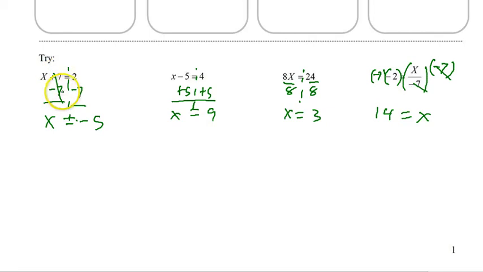Okay? But you want to think about each problem. What can I do to get rid of this number? What can I do to get rid of this number? And what can I do to get rid of this number? It has to be an operation that cancels it. Let's look at one basic idea on why this is working.